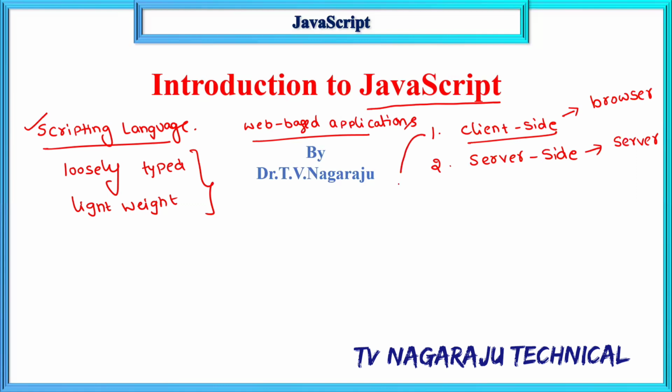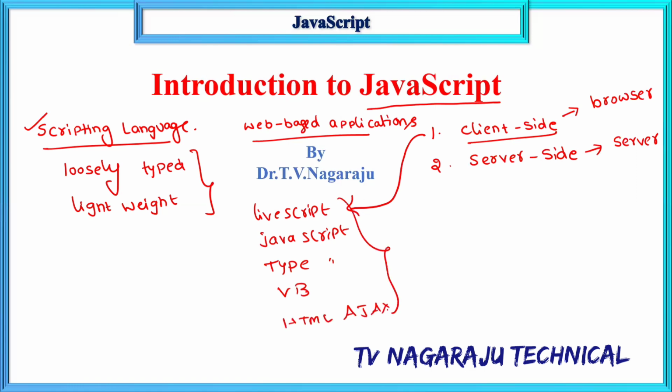What are some examples of client-side scripting? LiveScript and the most popular, JavaScript. Along with these there are multiple scripts, TypeScript, VBScript, HTML, and Ajax. All these are client-side scripts. Coming to server-side scripting, Python is a server-side scripting language. PHP is there, JSP, Ruby, Node.js, all these are server-side scripting languages.